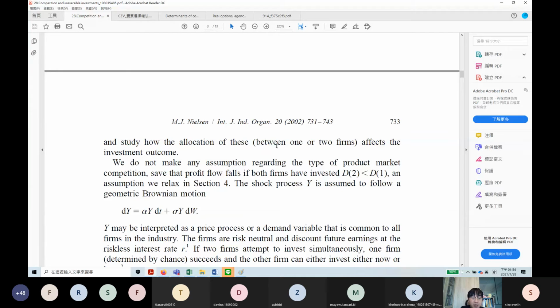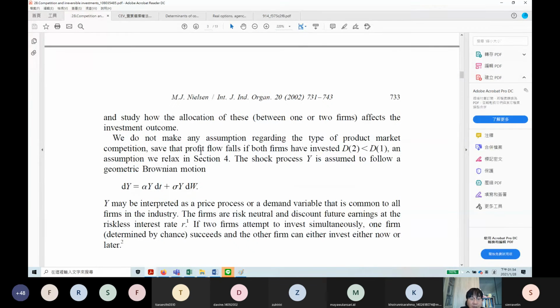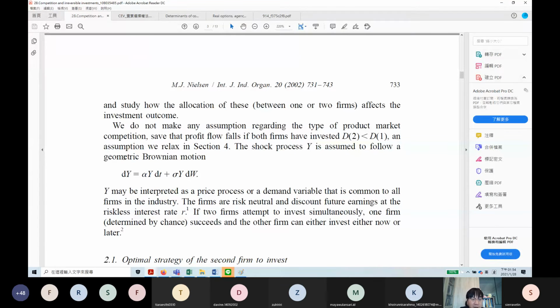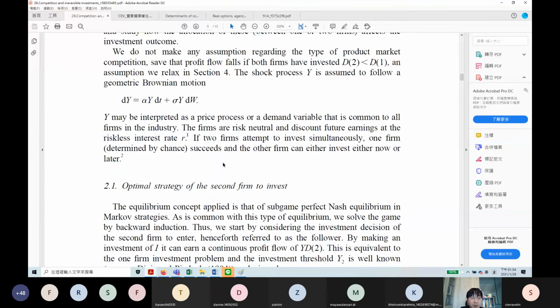Okay. And here Y, we suppose it follows a geometric Brownian motion. So last day I talked about this process, right?